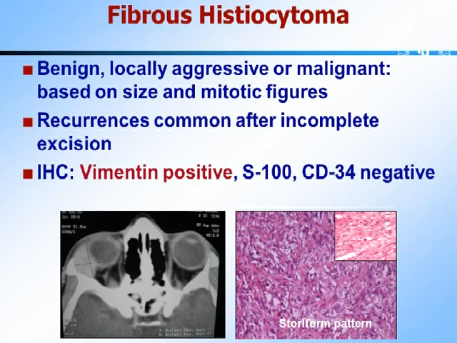A case which is S100 negative, CD34 negative, with most of the markers negative, but Vimentin positive, has a characteristic storiform pattern. Storiform pattern means a cartwheel pattern. That is supposed to be a fibrous histiocytoma. They can again be benign, locally aggressive or malignant, and this is based on the presence of mitotic figures.